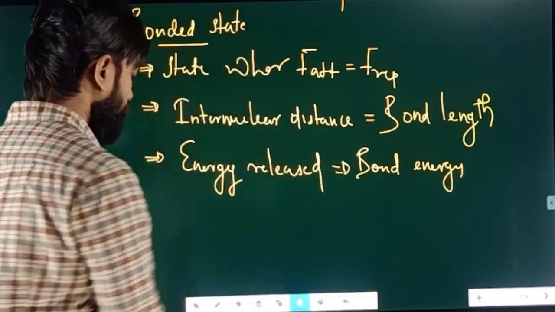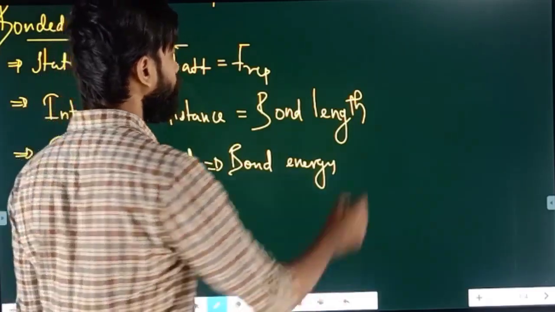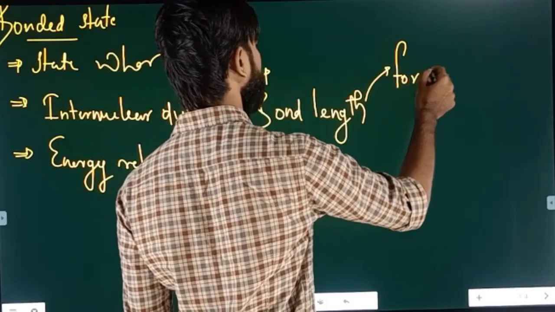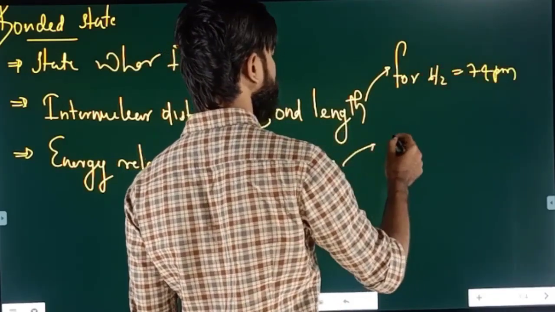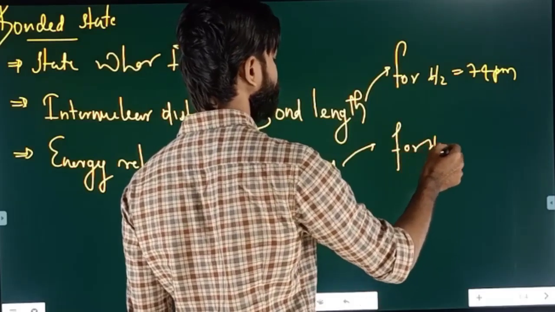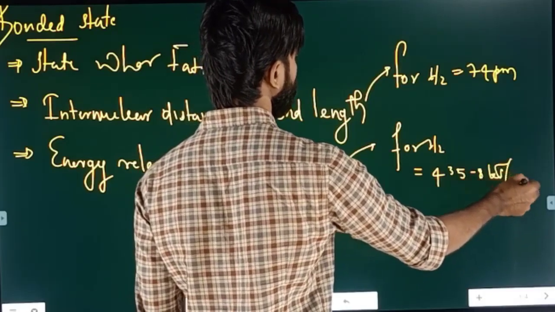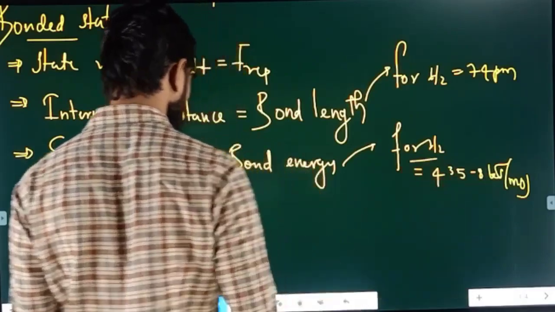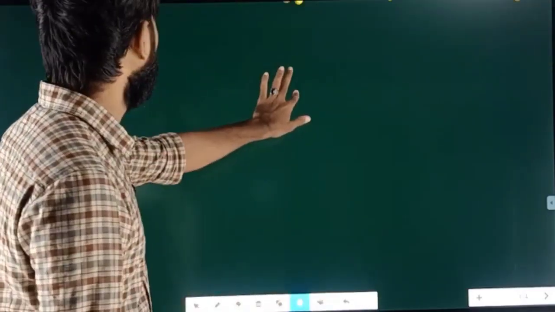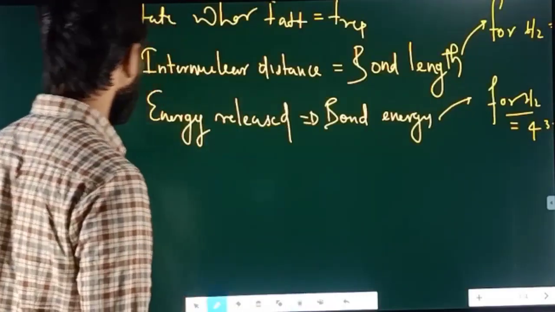And in your NCERT textbook, the bond formation of hydrogen is explained. So the bond length for hydrogen is 74 picometer, and the bond energy for hydrogen is nearly 435.8 kilojoule per mole. Since it is released, the magnitude will be minus.